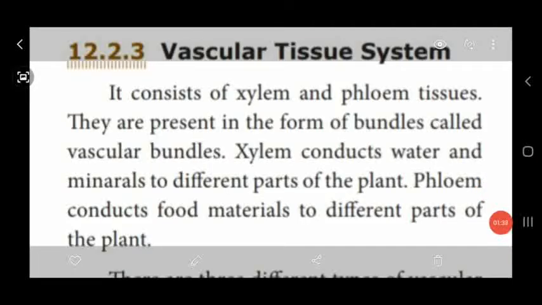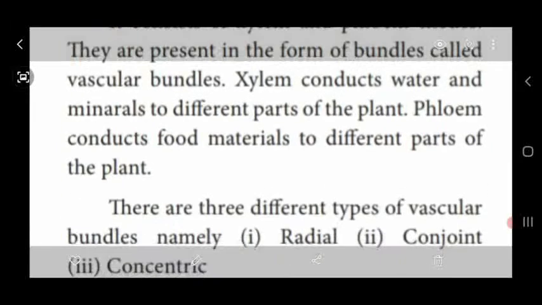Dear students, last video class we have seen vascular tissue system which consists of two tissue. One is the xylem tissue, another one is the phloem tissue. Both of them are arranged in the bundles, that is called a vascular bundle. Xylem conducts water and mineral salts from the soil to do the photosynthetic function. Phloem conducts the food material which is prepared in the leafy region to different parts of a plant.